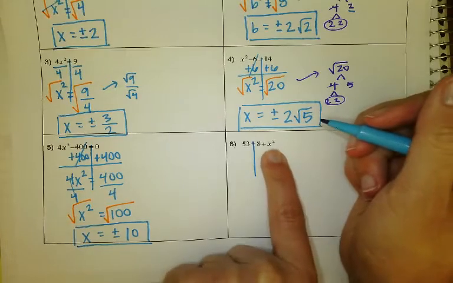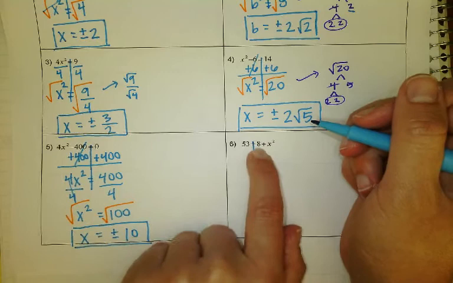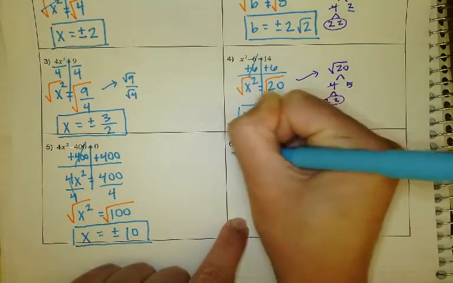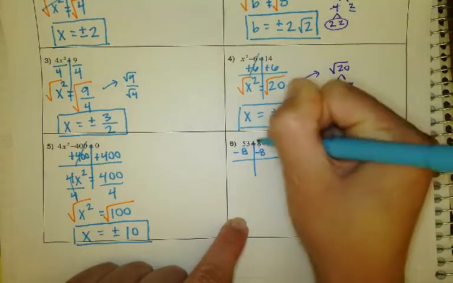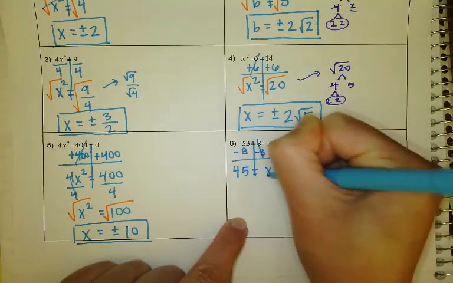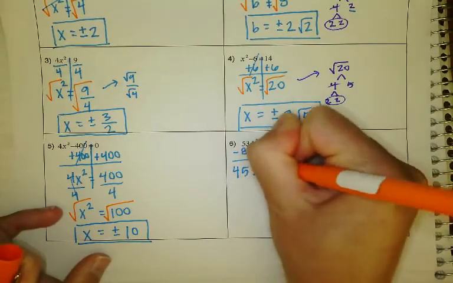Okay, so let's get x squared by itself. This one's in a different order, but that's fine. I need to cancel the positive 8, so I'm going to subtract 8, subtract 8. So 45 equals x squared. And I'm ready for my square root step.